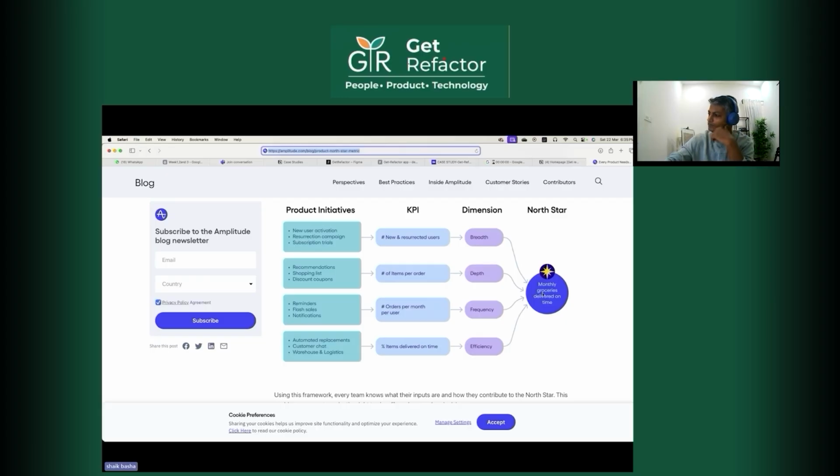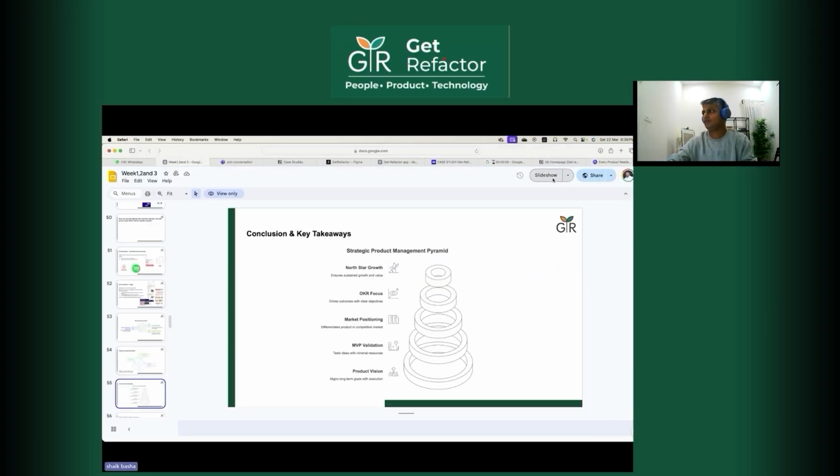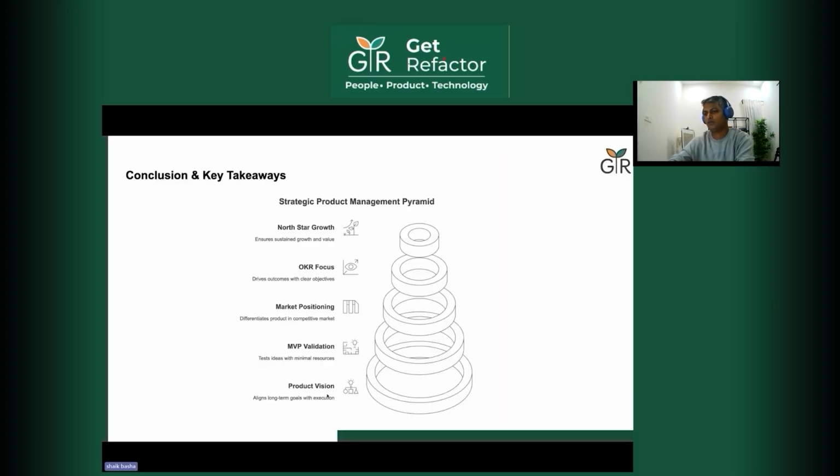Engagement, all that. So far what we have done is understanding the product vision and how we come up with it. I have shown my own example, and MVP validation. You should not take that as my own example, but as generally an edtech platform and product. Then you have MVP validation: turning ideas into products with minimal resources. How do you do that? And then market positioning, and then we discussed OKRs and metrics. So this is how the strategic product management pyramid looks.